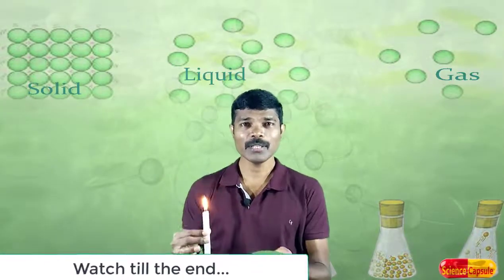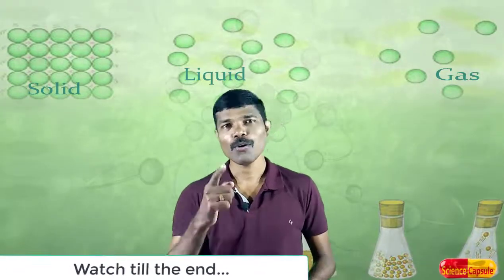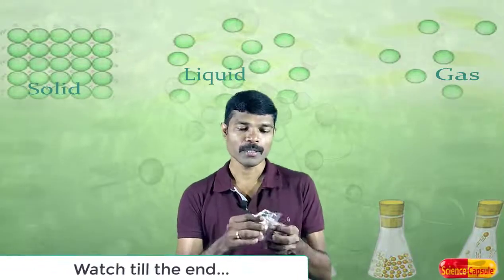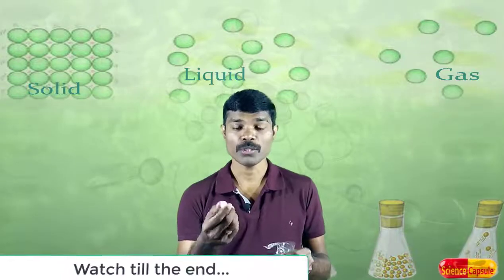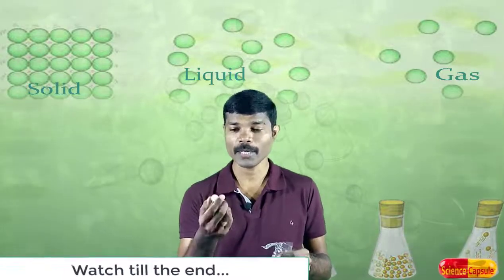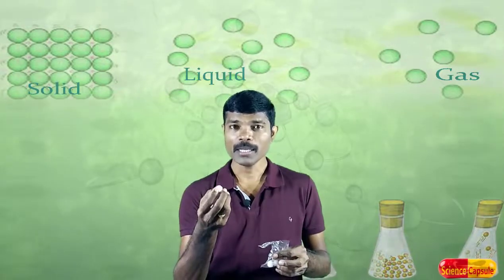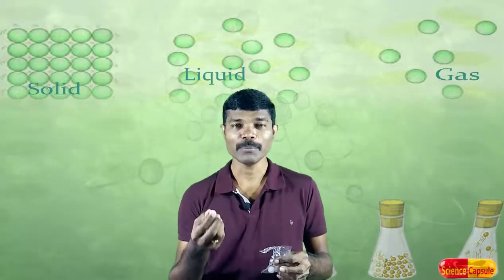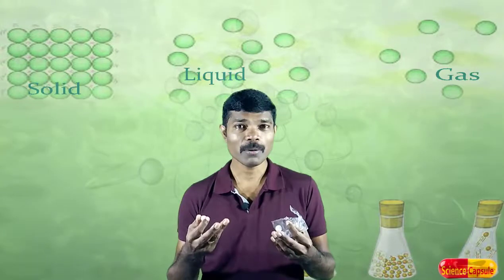How does the solid change into liquid? You are also much familiar with this object. What is this? Do you know this? This is naphthalene ball, mostly used in clothes to repel insects and all, right? When this naphthalene ball is left for some days, then the naphthalene ball will disappear. Have you ever wondered about this?